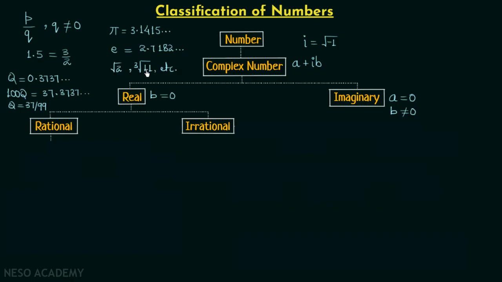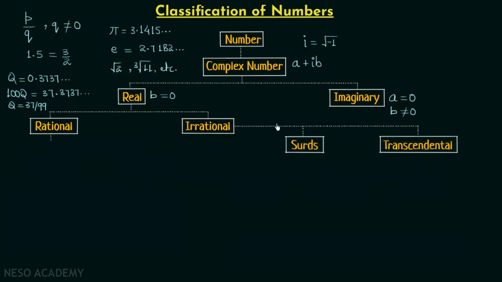In these two cases, we cannot simplify them to remove the square root and the cube root to have this form. And the numbers like this we call surds, and the numbers like pi and e we call transcendental numbers. Pi and e fall into this category. Root 2 and cube root of 11 fall under this category. So irrational numbers are classified into surds and transcendental numbers. So we are done with irrational numbers.